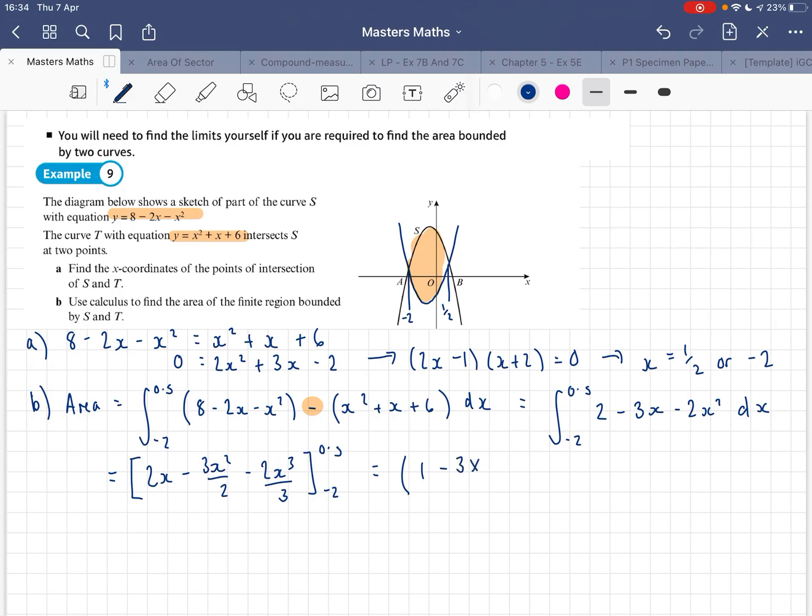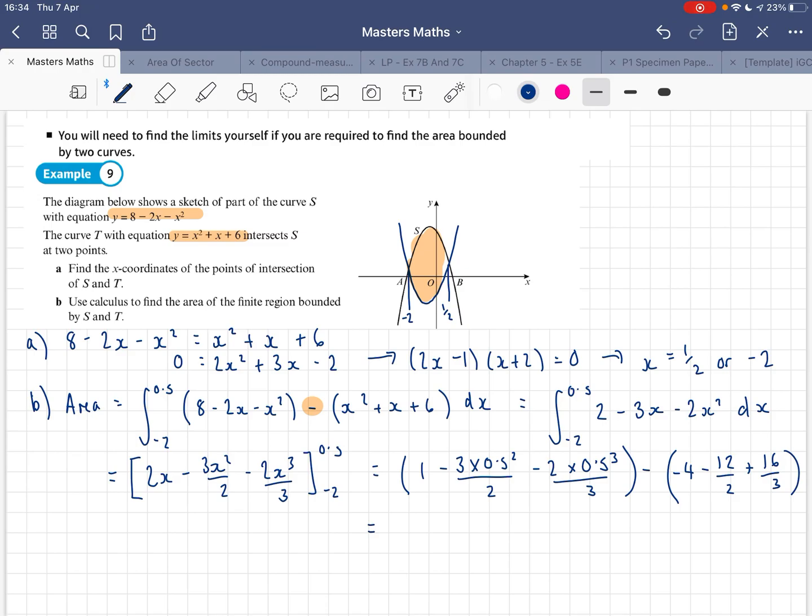I don't have a calculator, I just already have the solution in front of me. Over 2, minus 2 times 0.5 cubed over 3. And then I'm going to subtract from that: 2 times negative 2 is negative 4, minus negative 2 squared is 4, times 3 is 12 over 2, which is actually 6. And then negative 2 cubed is negative 8, which times 2 is negative 16, which makes this plus, so it becomes 16 over 3.